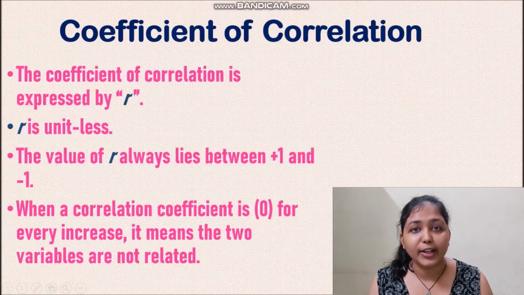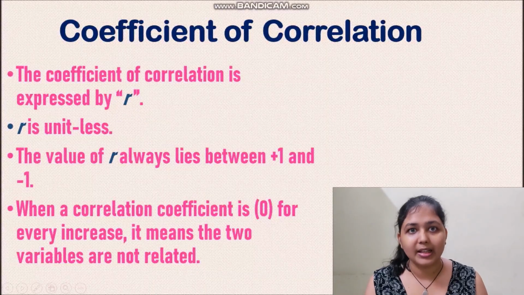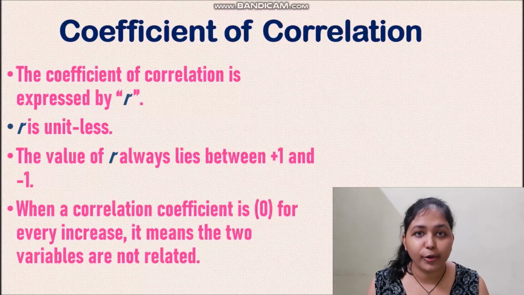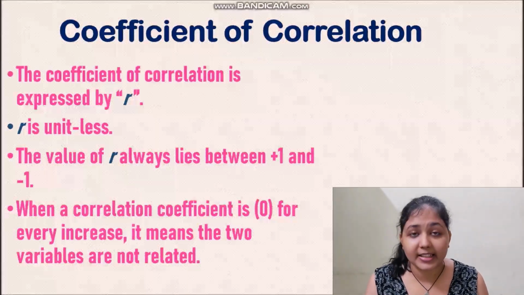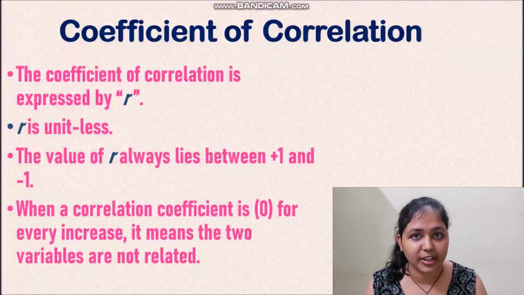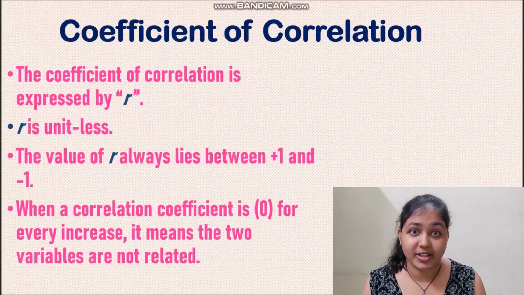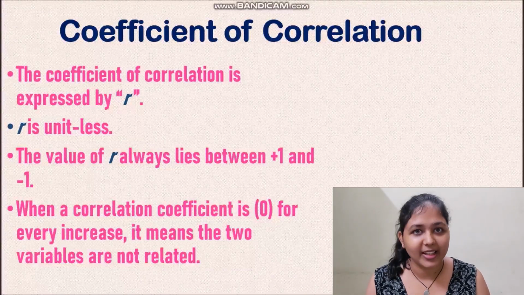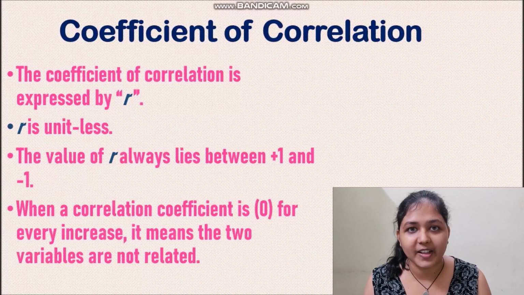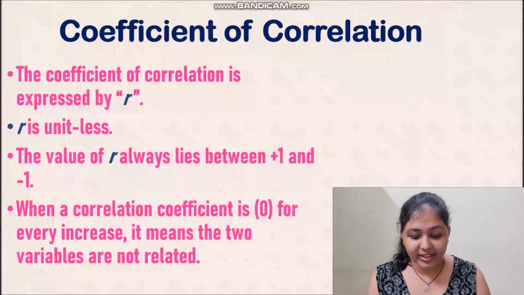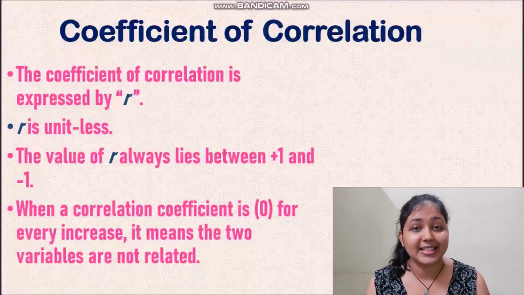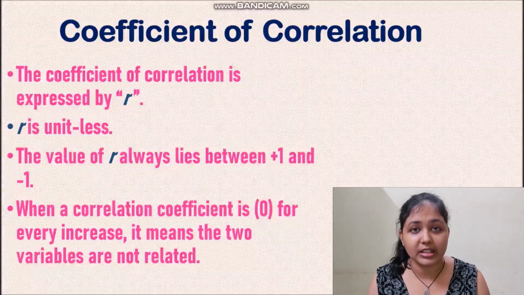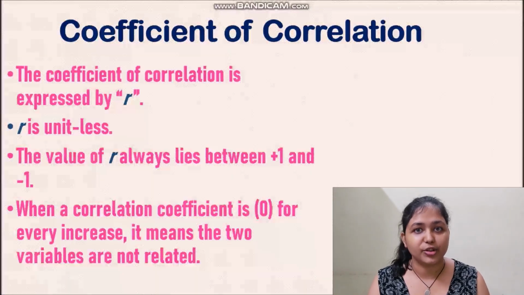Next, you can see the value of r lies between +1 and -1. If it's plus, that shows us there's a positive correlation. If it is minus, it shows us there's a negative correlation. And if you don't know what positive and negative correlation are, please do check my last video to know about that. The link for the same is available in the description box. Next, you can see when the coefficient of correlation is 0. Obviously, we know if it's 0, that means no correlation. The variables are not at all related to each other.